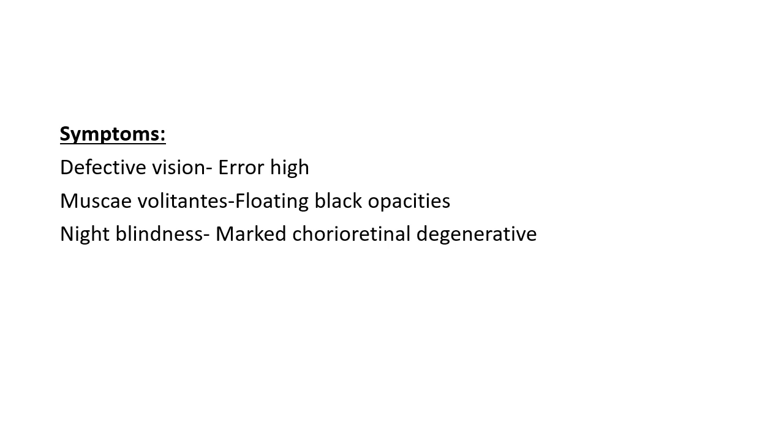Defective vision, error is high in high myopia. Muscae volitantes, that is floating black opacities in front of the eyes. When the patient sees a bright area or looks at the sky, they can see this floating black opacity. They are called muscae volitantes. Night blindness because of the marked chorioretinal degeneration.